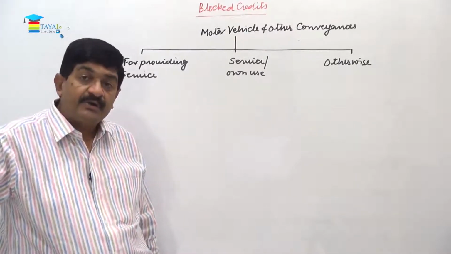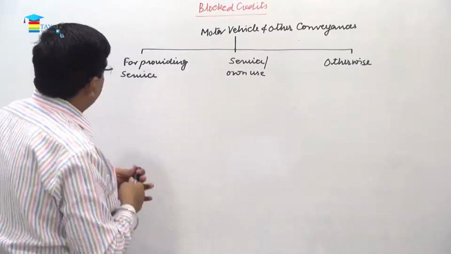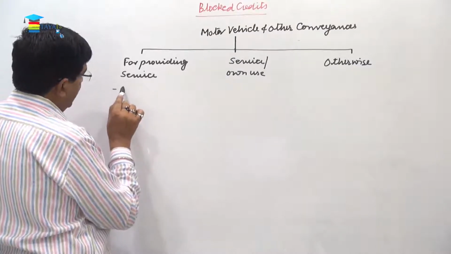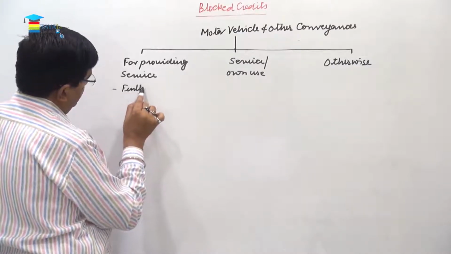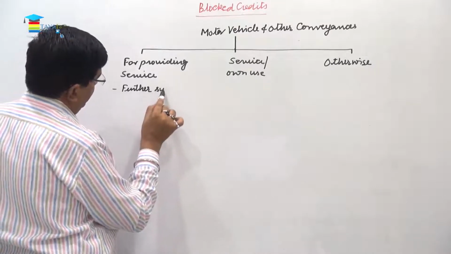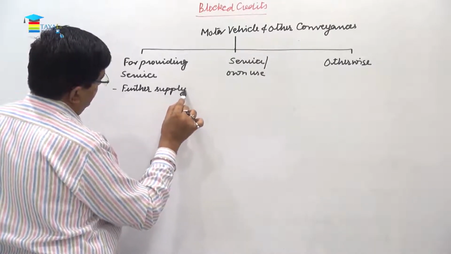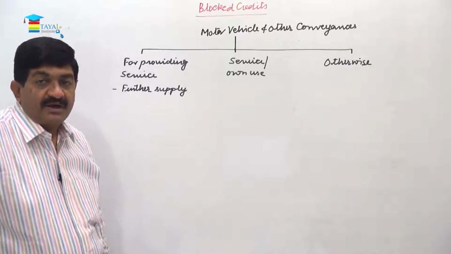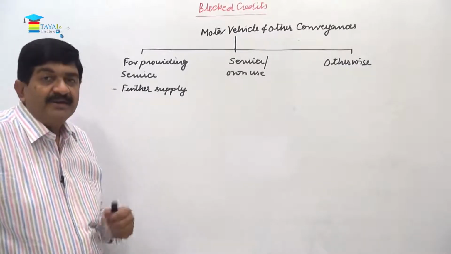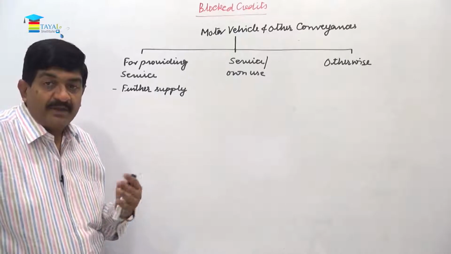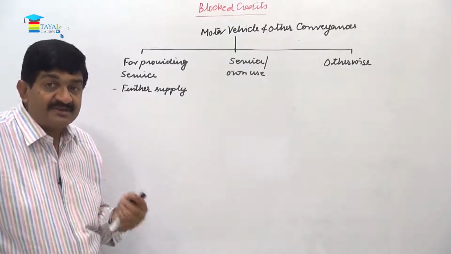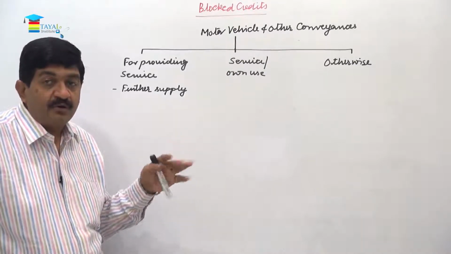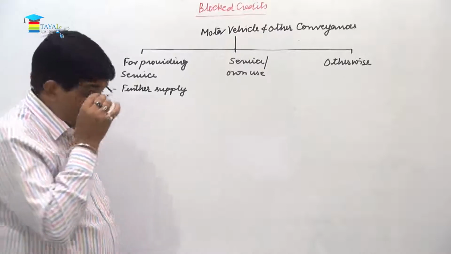be available or not. So if the motor vehicle is going to be used for either further supply. So who acquires the motor vehicle for further supply? You can say a car dealer, bike dealer. He is buying from the manufacturer for further sale. That is a further supply. So in that case, he can always avail credit on motor vehicle or any other kind of conveyance.